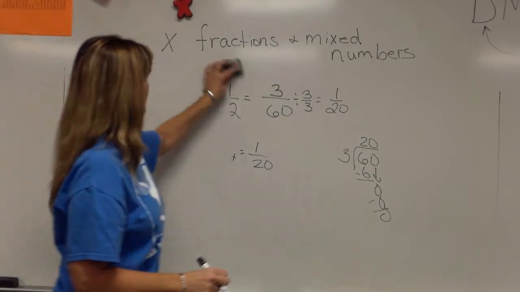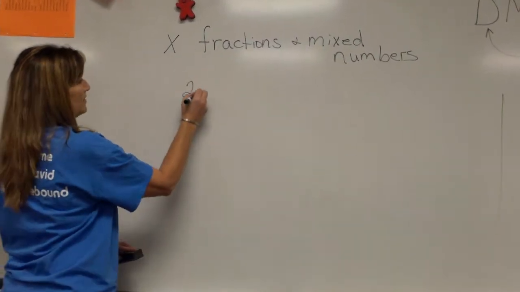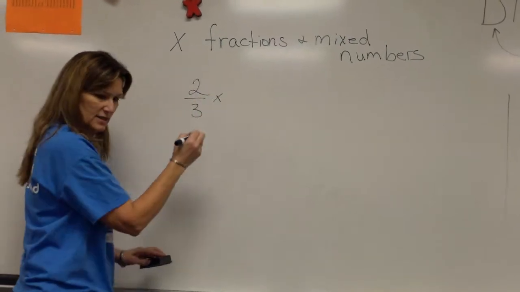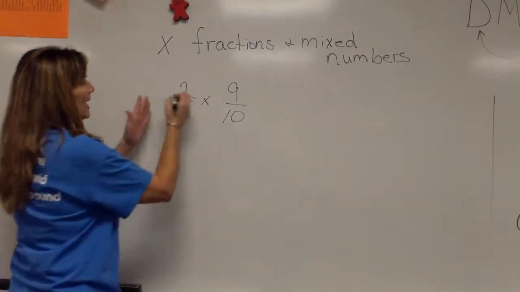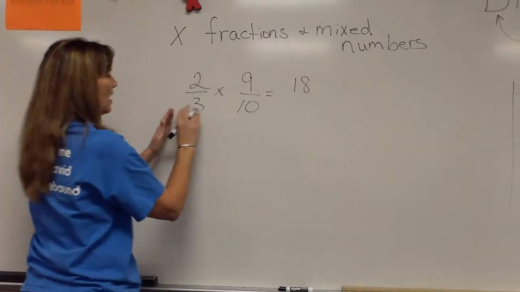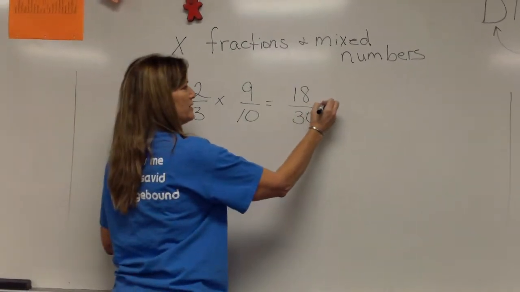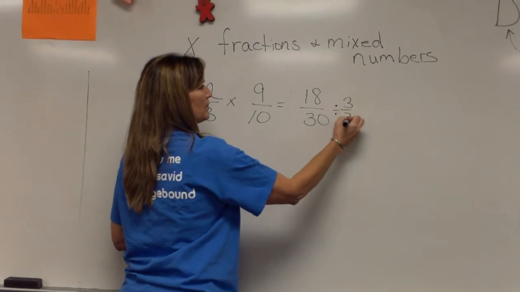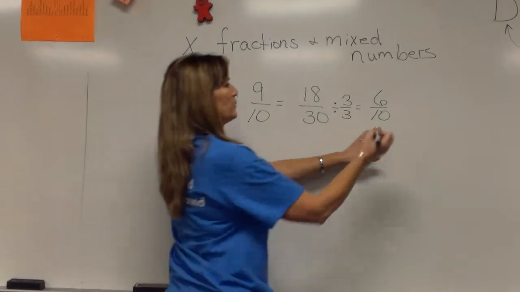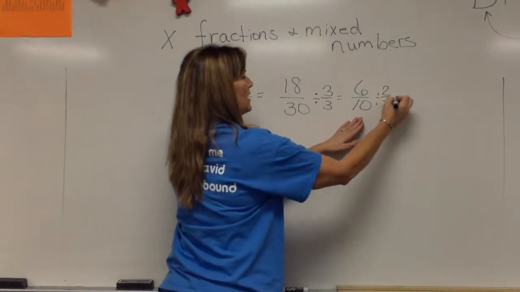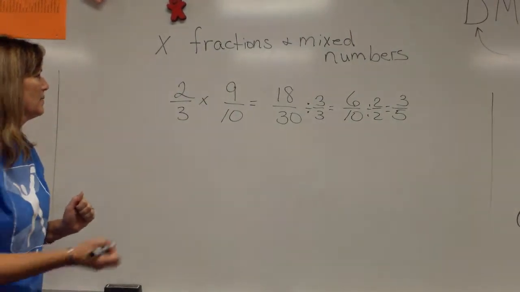Okay, one more. And then we'll go into the mixed numbers. If I have 2/3 times 9/10, again, I can go through, multiply the top, multiply the bottom, but I'm going to have to reduce this. So now I have 6/10. That'll reduce again. Divide by 2/2 gives me 3/5.